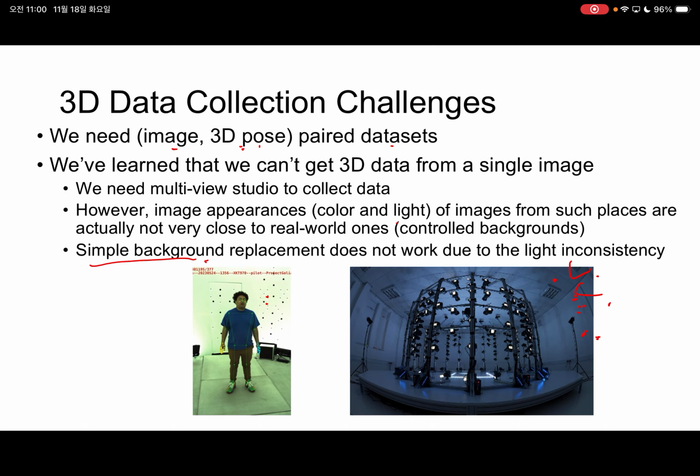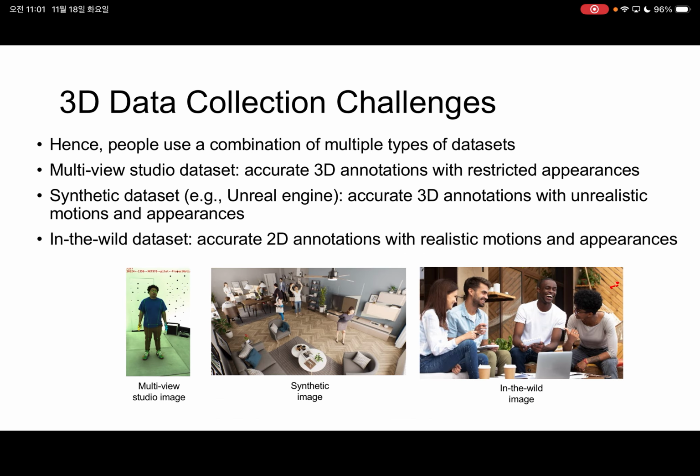And this problem is applicable to any image-to-3D reconstruction problem. In theory, we need a multi-view setup to get 3D data, but images captured in such an environment have too restricted image appearances, so it might not generalize to in-the-wild images. That is the problem. That is the challenge. So people use a combination of multiple types of datasets.